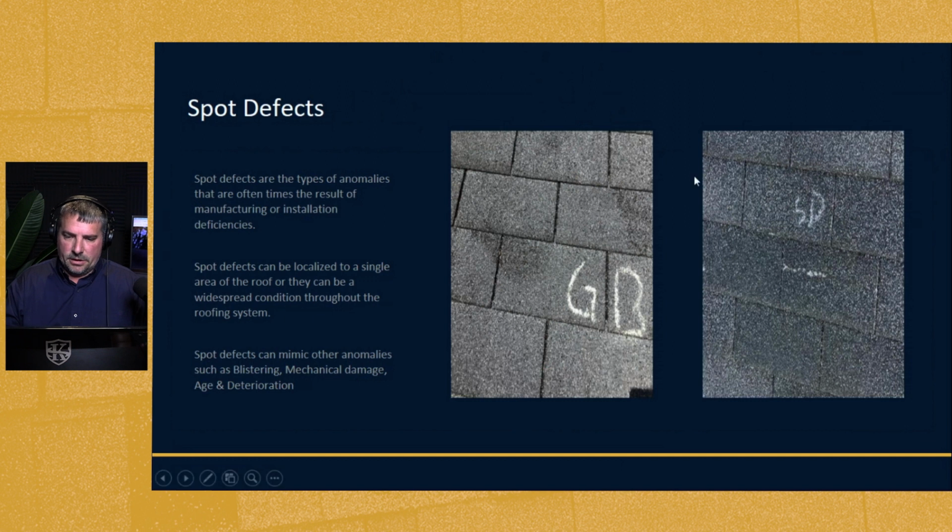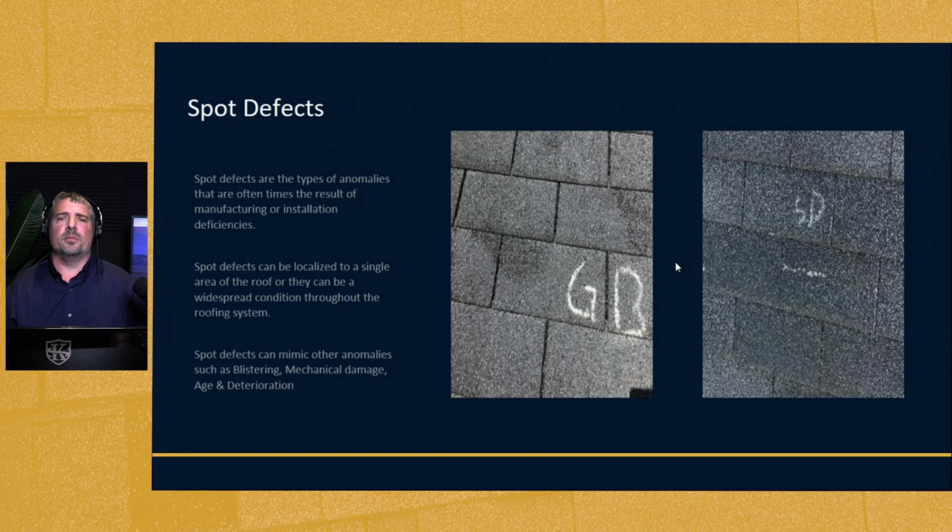GB, my first photo example there, this is what we call granule bonding. I think this is something to do with the manufacturing process. Maybe the temperature of the bitumen was not perfect during manufacturing. Maybe while the shingles are going through the blender, which is the machine that adds the ceramic granules on top, the temperature is off there.